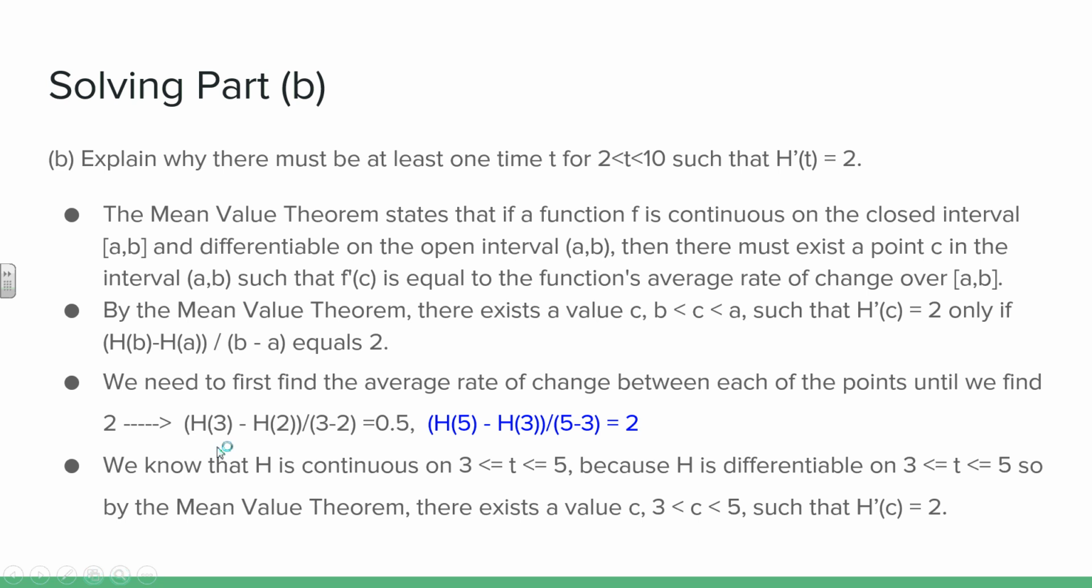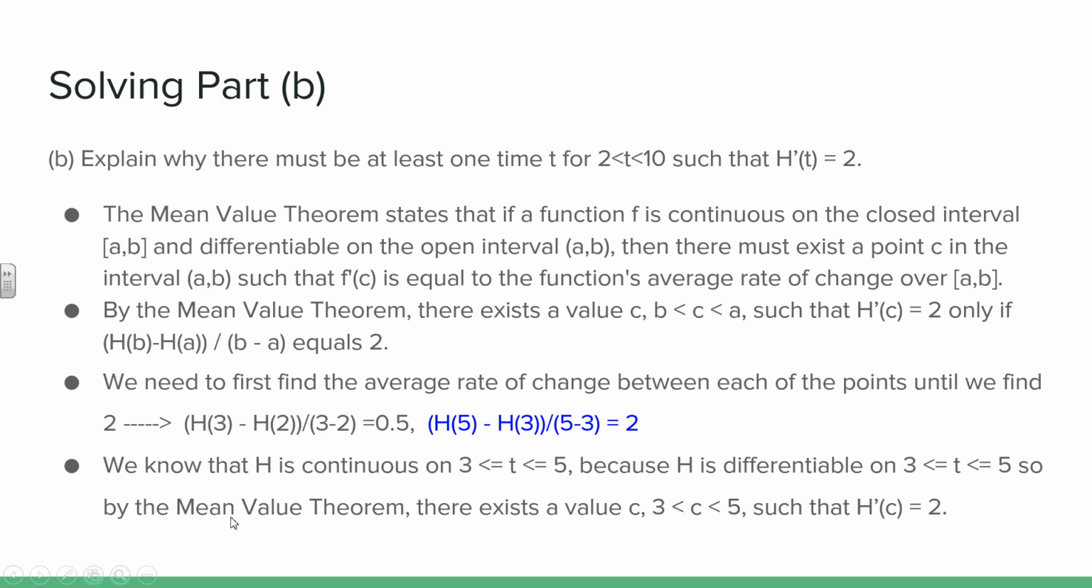So here the students showed that if you chose 2 and 3, you would get 0.5, which didn't work. But if you choose 3 and 5 and you find the average rate of change, you do get 2. Now, once the average rate of change is equal to 2, you have to make a really clear statement as to why you're allowed to use the mean value theorem. So make sure you say it's because h is continuous on the closed interval from 3 to 5, and because h is differentiable on the open interval from 3 to 5.